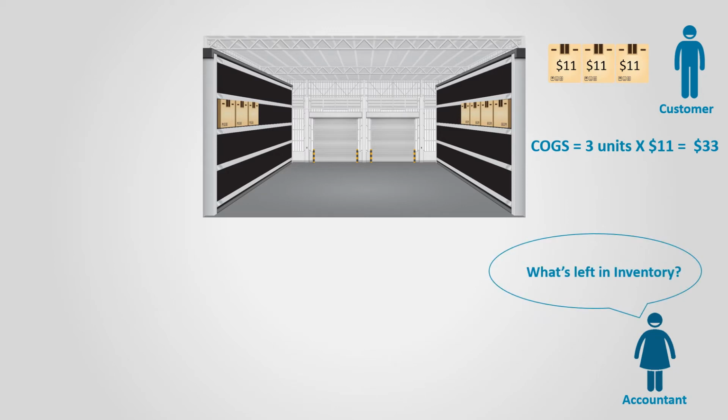So what is left in inventory? 7 units valued at $11 each, so the ending inventory's value is 7 units times $11, which is equal to $77.